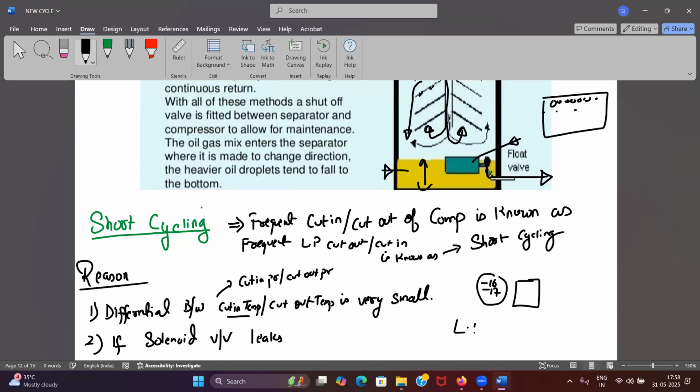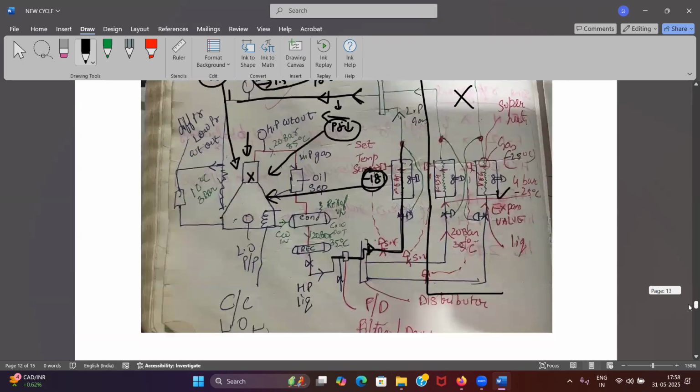And LP cutout is auto reset. You will not need to go. HP cutout is manual reset. Because once the room temperature has been maintained, your compressor will stop automatically. Again, when the temperature starts rising, it will start again. So it is auto reset, isn't it? You're not going again and again to start your compressor, isn't it? No, sir.